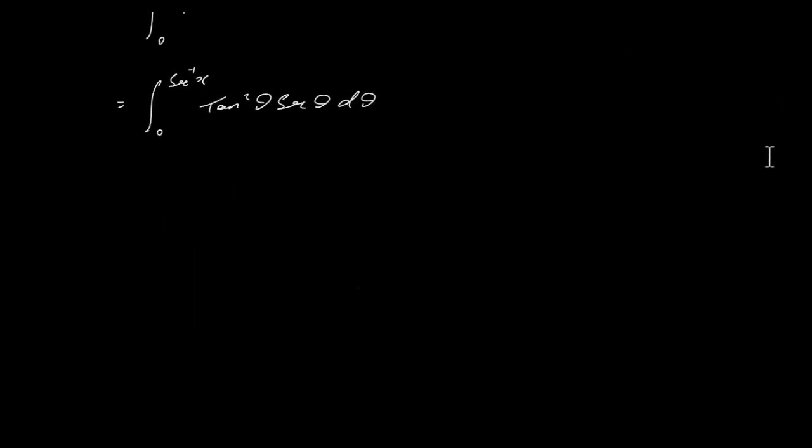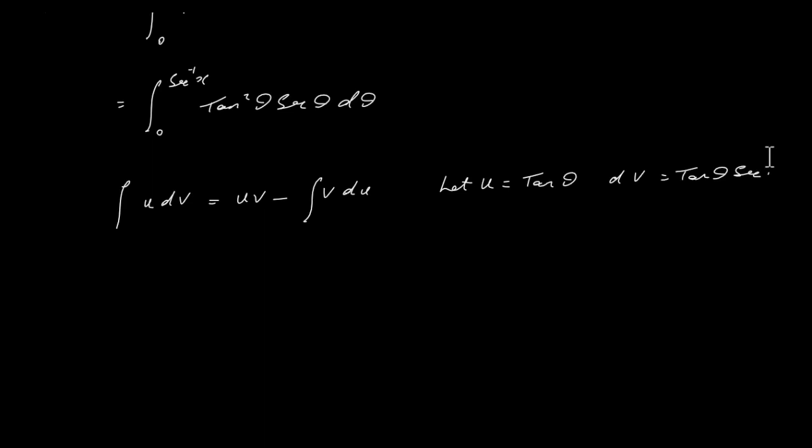Now our integration by parts is going to be the integral of u dv is equal to uv minus the integral of v du. The way we're going to do this is we're going to let u equal tan theta, and I'm going to let dv equal tan theta sec theta. So we have our tan here and our tan here, that'll give us our tan squared here, and then we have our sec theta here, which is this bit here.